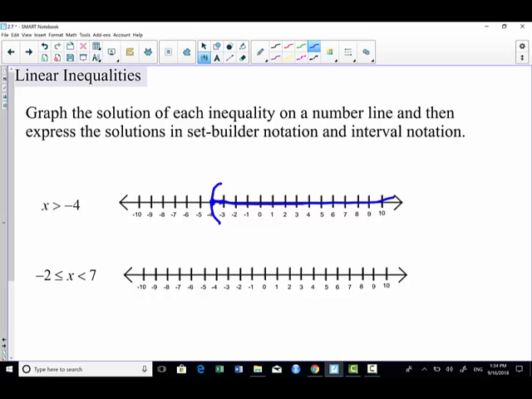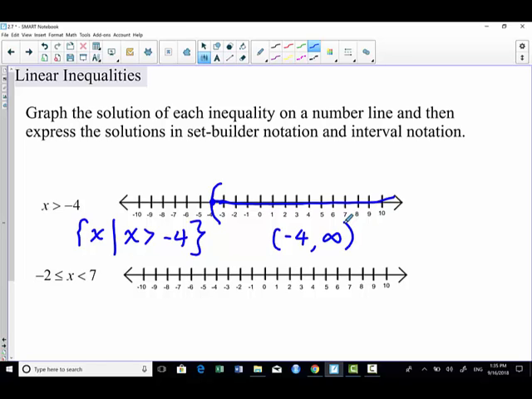So the set builder notation will be brace, x for all x such that x is greater than negative 4. Close it. And for the interval notation, you're going to start from the left endpoint: parentheses, negative 4, comma, all the way to infinity. Again, for the interval notation, you always use a pair of two numbers from the smaller number to the bigger number, okay? From left to right.